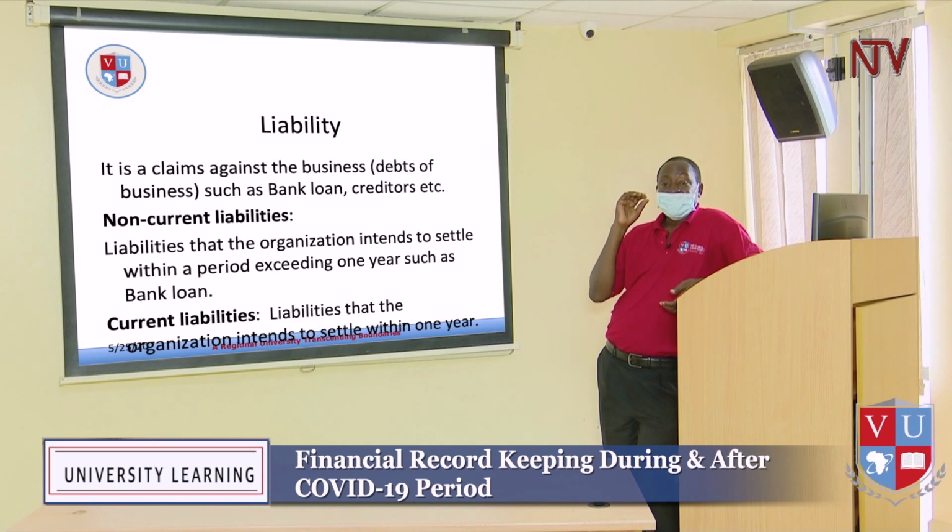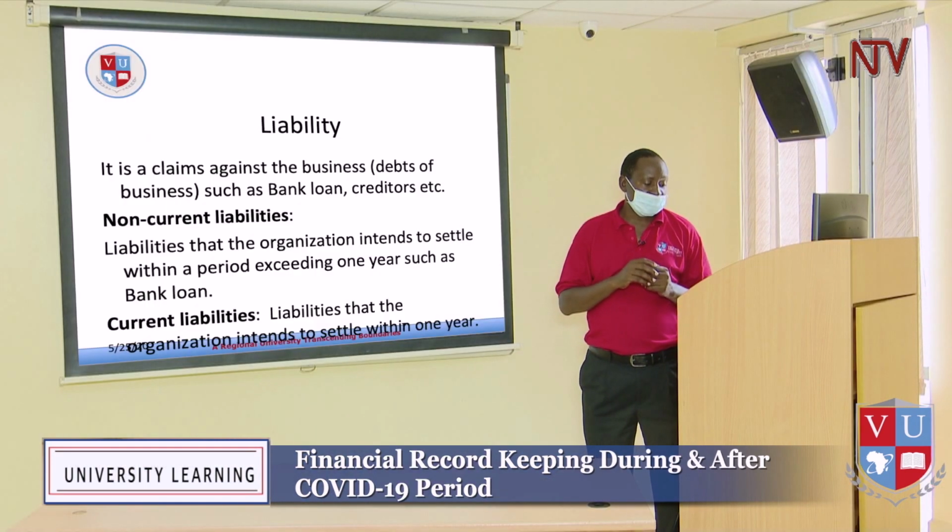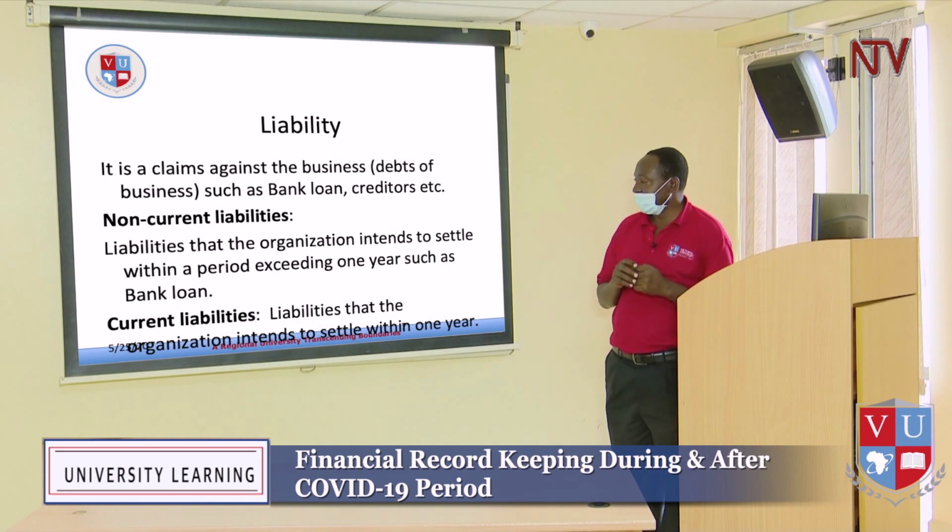Now, just like the assets, the liabilities are also classified into two: the non-current liabilities and the current liabilities. The non-current liabilities being those obligations that you intend to settle in a period exceeding 1 year. And then the current liabilities being those obligations that you intend to settle in a period of less than 1 year.